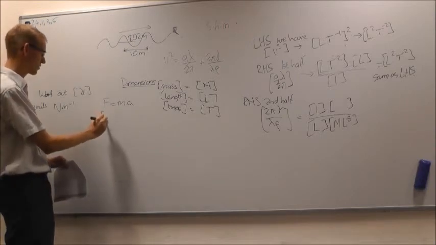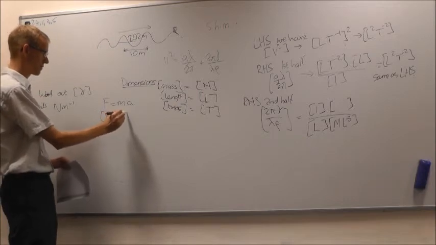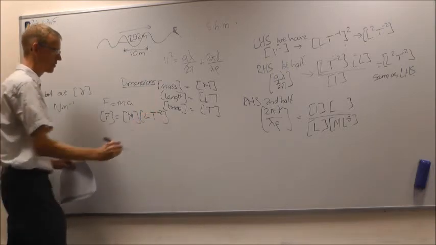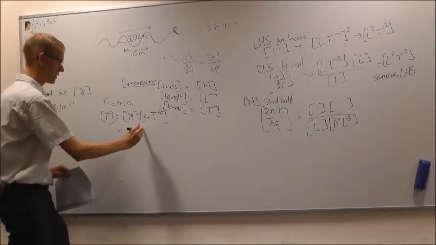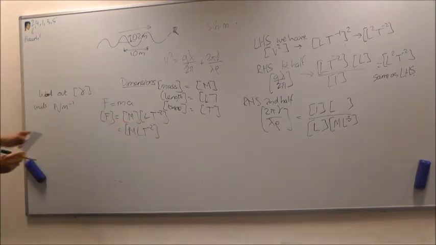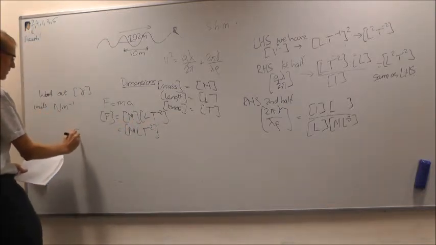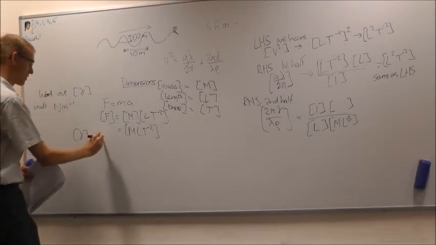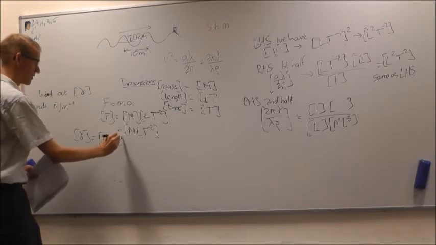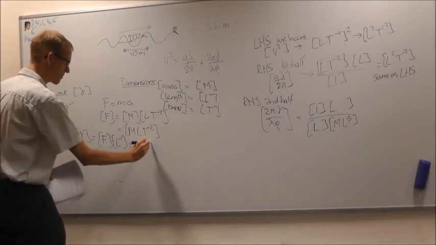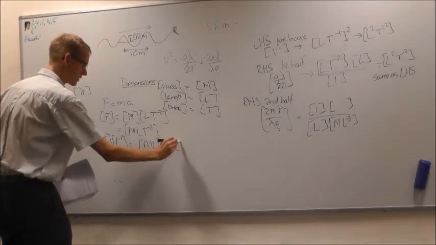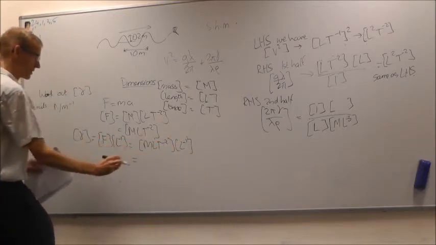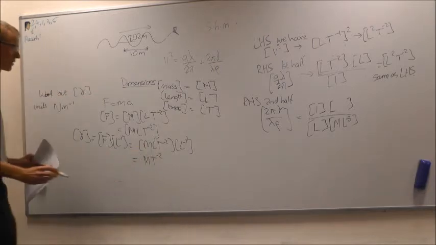So the dimensions of force is going to be the dimensions of mass, which is M, times the dimensions of acceleration, L T to the minus 2. So that's M L T to the minus 2. So dimensions of gamma, which is a force per metre, so that's your dimensions of force times L to the minus 1. So that's M L T to the minus 2 times L to the minus 1. My L's go, so it's just M T to the minus 2.